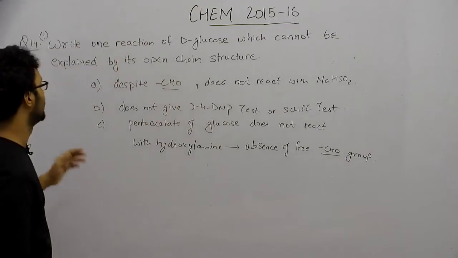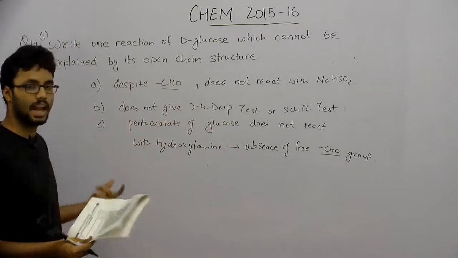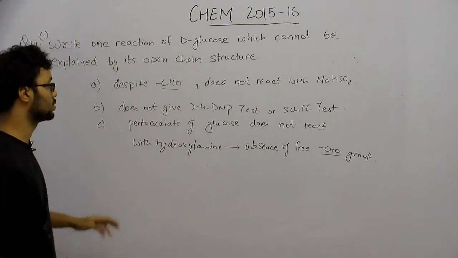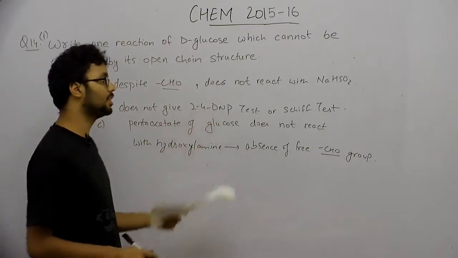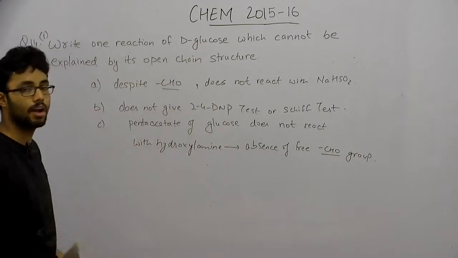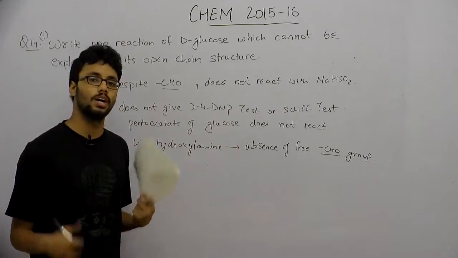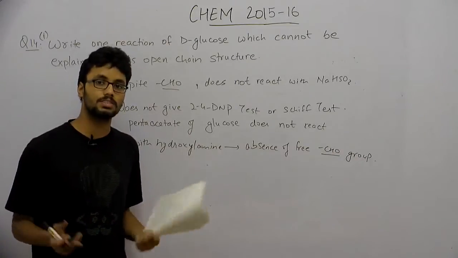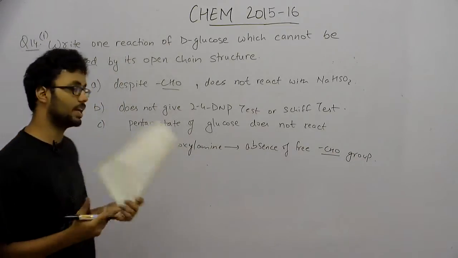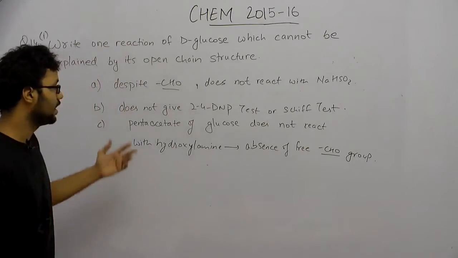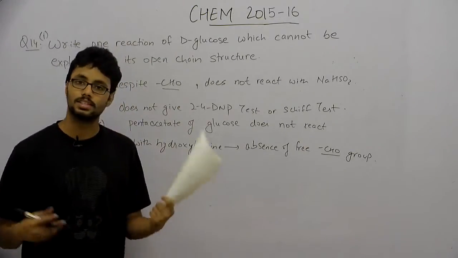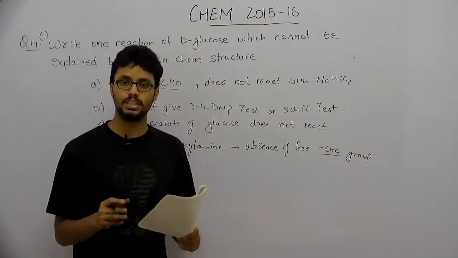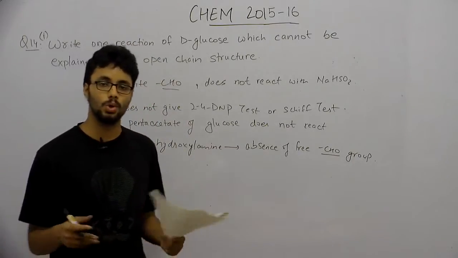So, these three reactions cannot be explained by the open chain structure of D-glucose. It does not react with sodium bisulfite in spite of having an aldehyde group, which we know D-glucose has. It does not give the 2,4-DNP test or Schiff's test, which are primary tests to detect an aldehyde group. And the pentaacetate of glucose does not react with hydroxylamine. It clearly shows the absence of a free CHO group in D-glucose.